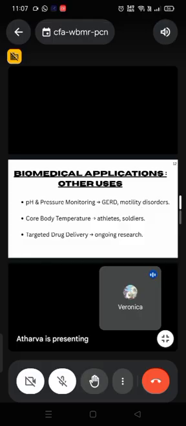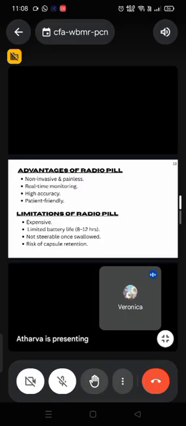Targeted drug delivery. This is an exciting area of ongoing research where capsules could deliver medications precisely to the affected area and minimize side effects. And the advantages of capsule endoscopy: it is non-invasive and painless, making it a comfortable option for patients, and it provides real-time monitoring, allowing doctors to get immediate insights. The images are highly accurate, aiding accurate diagnosis.